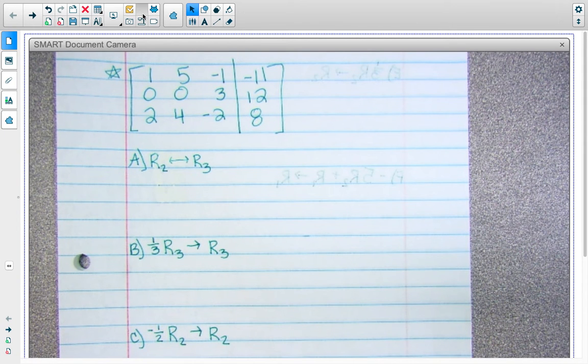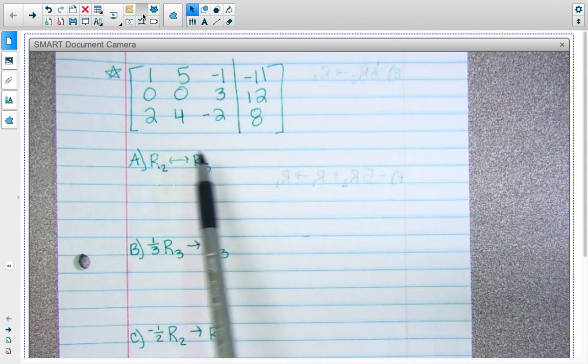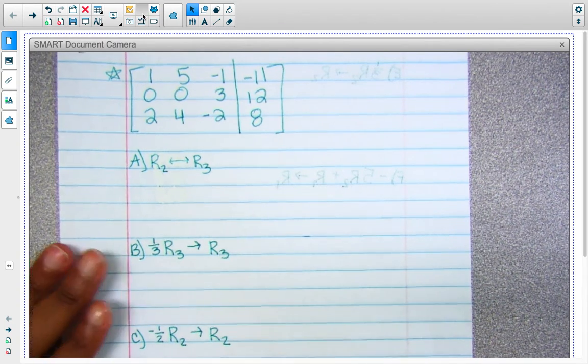Right, let's try another example where we go through and do some row operations. I've already given us the augmented matrix. I just need to go through the designated operations that they tell us to do and simplify it as far as we can.